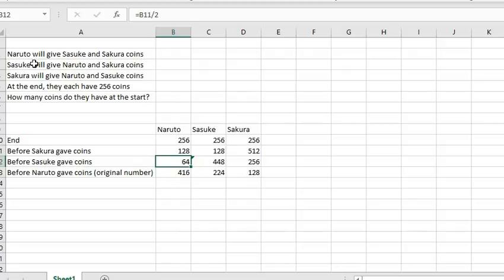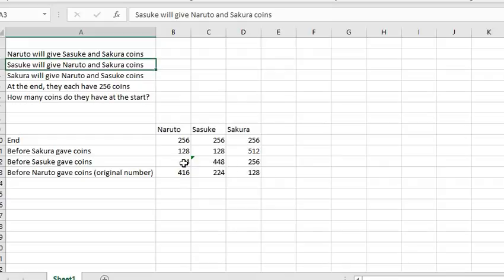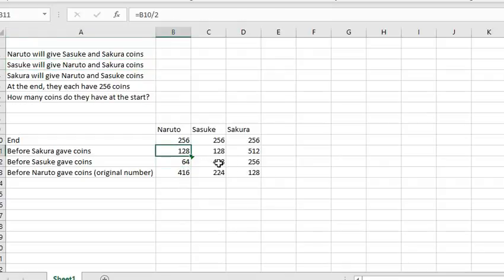And Sasuke will now give coins. So Sasuke will double this number, and it's going to be 128. And Sasuke will double this number, and it's going to be 512. And subtracting 64 and 256 from 448, we're going to get 128. And finally, Sakura will give Naruto and Sasuke each 128, so it's going to be 256. So in the end, they all have 256, and our answer is now correct.